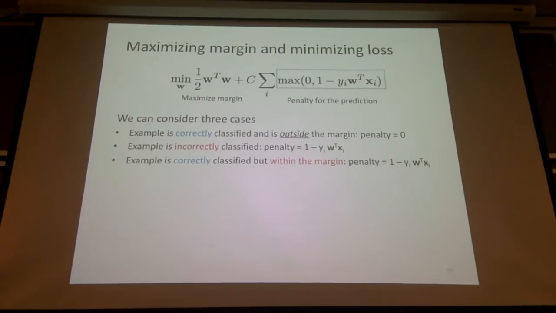Now there's a third case, which is that the example is classified correctly, but it's put within the margin, which essentially says yi w transpose xi is between 0 and 1.